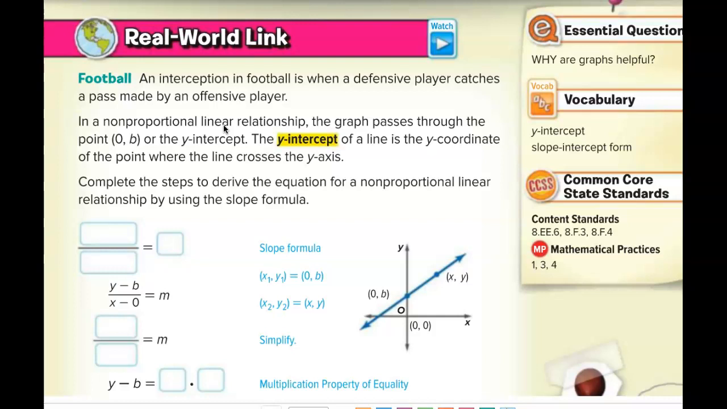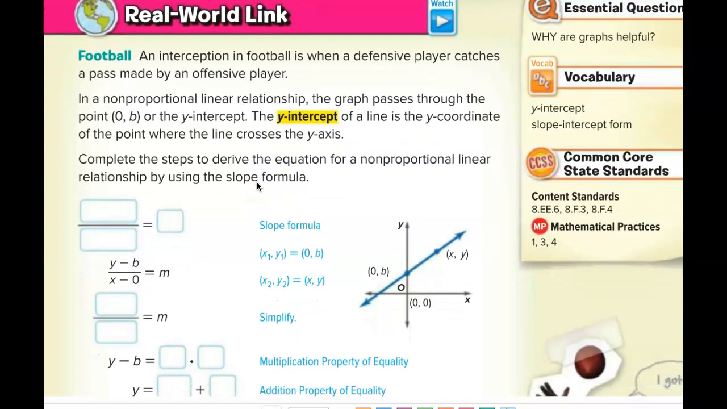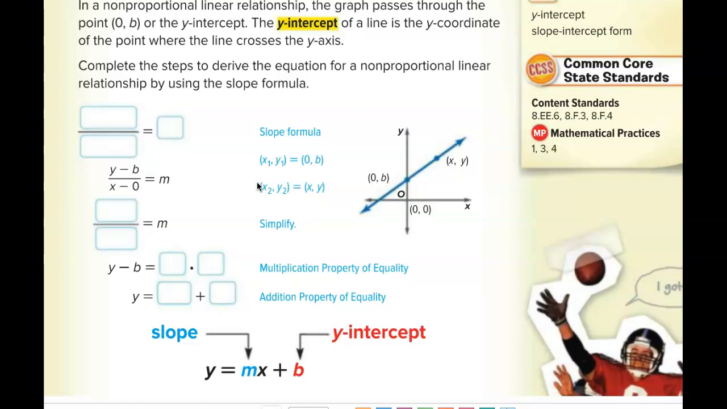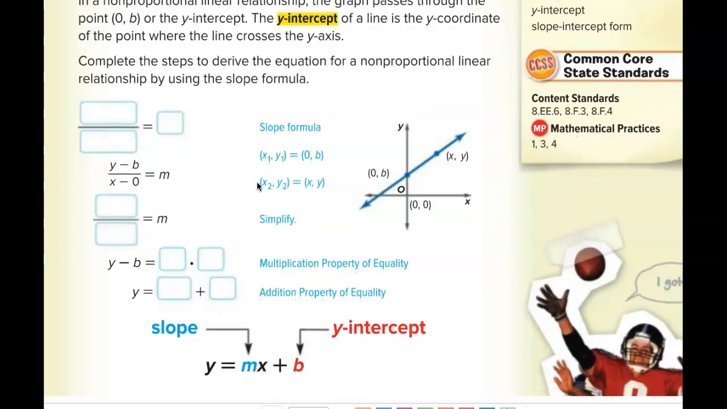In a proportional linear relationship, the graph passes through the point (0, b), or the y-intercept. The y-intercept of a line is the y-coordinate of the point where the line crosses the y-axis. Complete the steps to derive the equation for a non-proportional linear relationship using the slope formula.